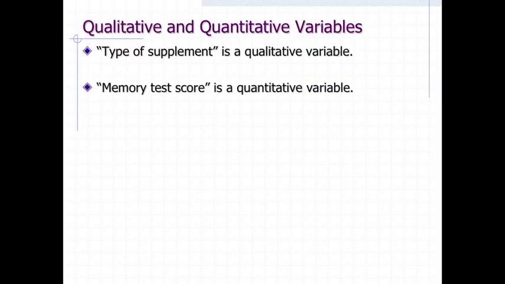In the previously discussed study on the effect of blueberries on aging, the independent variable was type of supplement: none, strawberry, blueberry, and spinach. The variable type of supplement is a qualitative variable. There is nothing numeric about it. In contrast, the dependent variable, memory test score, is a quantitative variable since memory performance was measured on a quantitative scale, number correct.